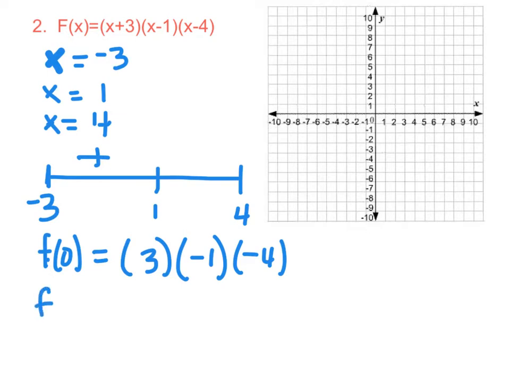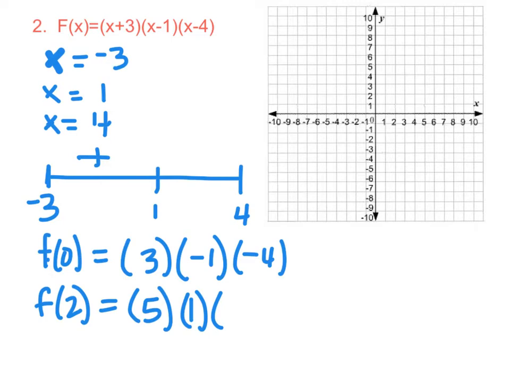Okay? All right. Now let's try something between 1 and 4. Let's just say 2, and keep it easy. If we plug 2 into the original, 2 plus 3 gives us 5. We plug 2 into 2 minus 1, and we get 1. And if we plug 2 into 2 minus 4, we get negative 4. So here we can see that a positive times a negative is a negative. So we would have a negative on our sign chart.